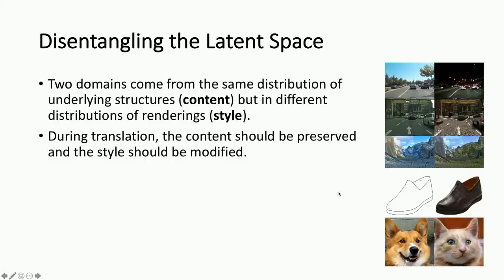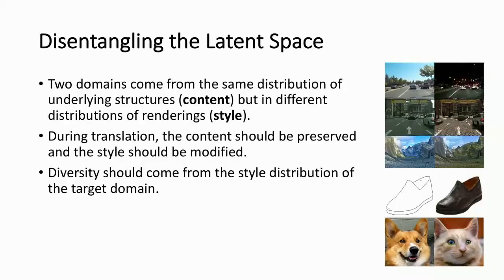So during translation, the content of an image should be preserved. For example, when we translate a contour to a photo, we still want it to be the same shoe. And when we translate a winter image to a summer image, we still want it to depict the same thing. So the content should be preserved during translation, but the style of an image should be modified.